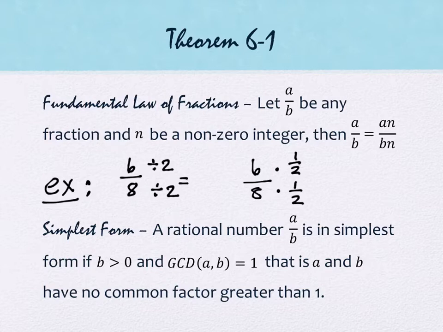But 6 divided by 2 is 3, and 8 divided by 2 is 4, and then if at that point I consider the 3 and the 4, I can't do that process again. 3 and 4 don't have any numbers that they both divide by in common. So that would be reduced or simplified form.